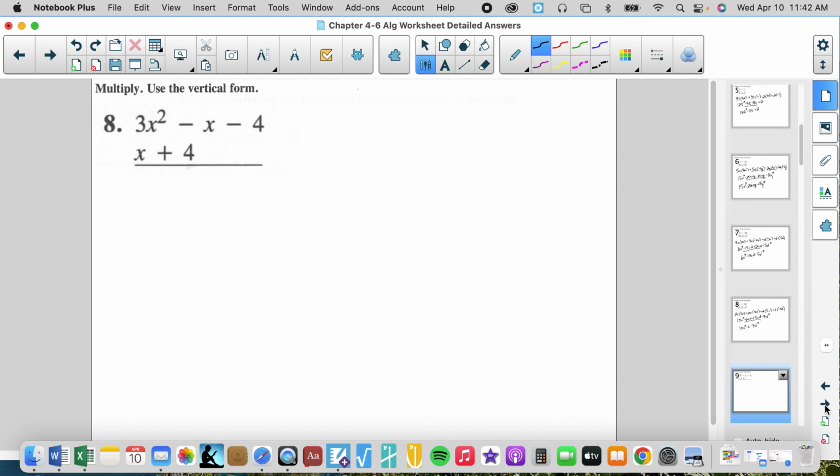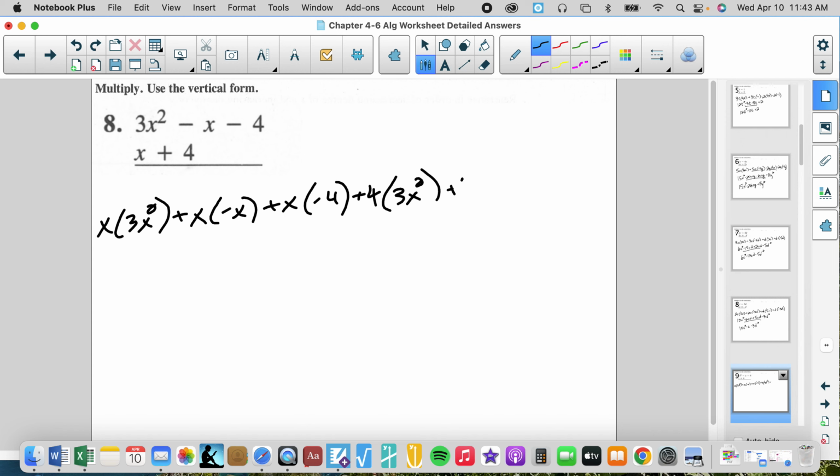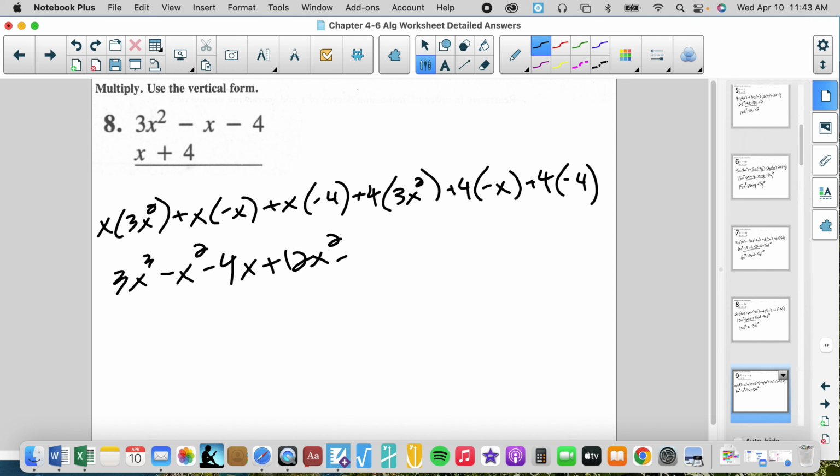Oh, now we have three terms. So we have x times 3x squared plus x times negative x plus x times negative 4 plus 4 times 3x squared plus 4 times negative x plus 4 times negative 4. It's a lot of writing. 3x to the third minus x squared minus 4x plus 12x squared minus 4x minus 16.